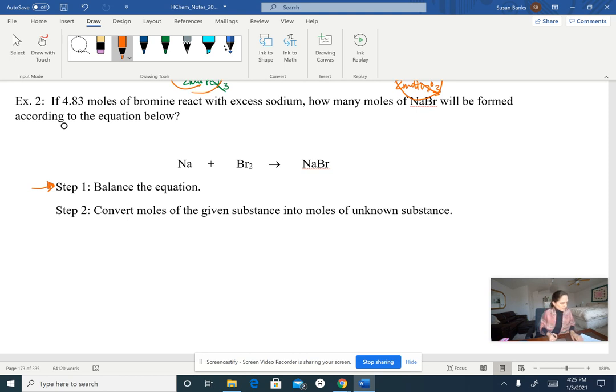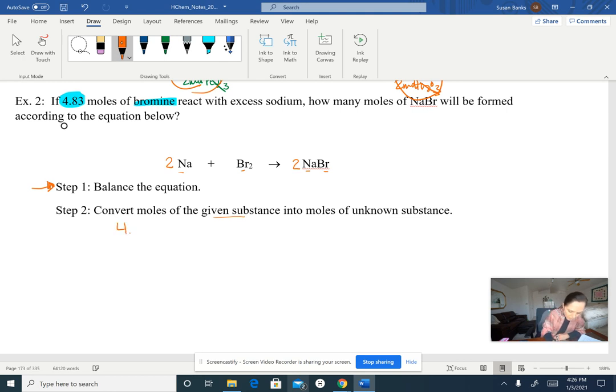So let's balance this. Okay, I've got 1 sodium, 1 sodium. I'm okay. 2 bromines, 1 bromine. So I need to double this, which means I need to double that. Okay? Now, once the equation is balanced, now I have that ratio that I can use. So we are going to convert the moles of the given substance. What is the given substance here? I know that I have 4.83 moles of bromine. So that's what we're going to start off with.